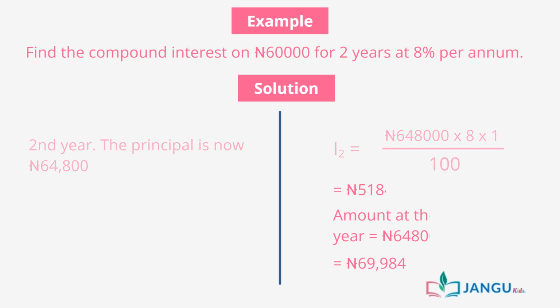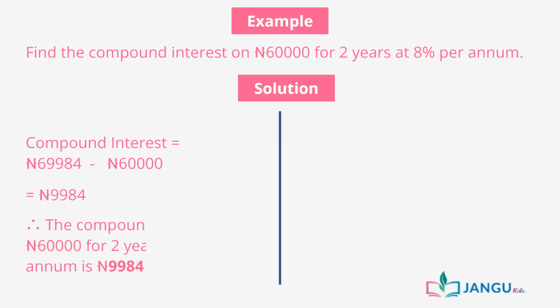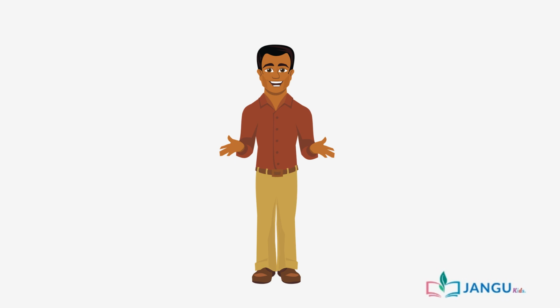69,984. The compound interest is 69,984 minus 60,000, which is equal to 9,984. Therefore, the compound interest on 60,000 naira for 2 years at 8% per annum is 9,984. Hope you are finding compound interest interesting. Let's try one more example.